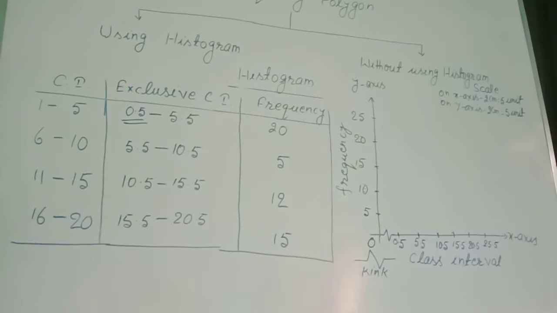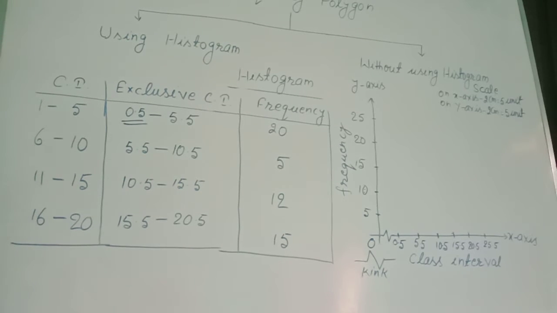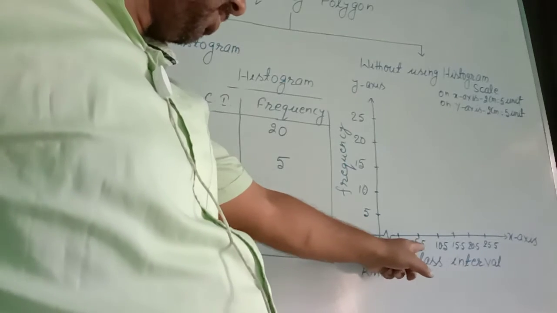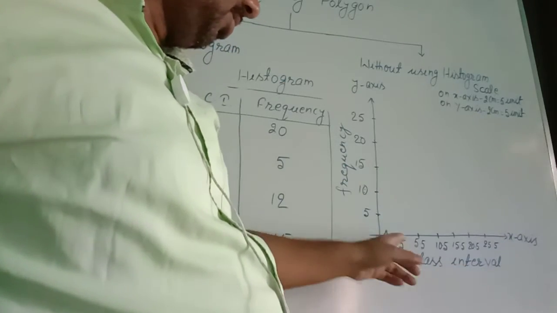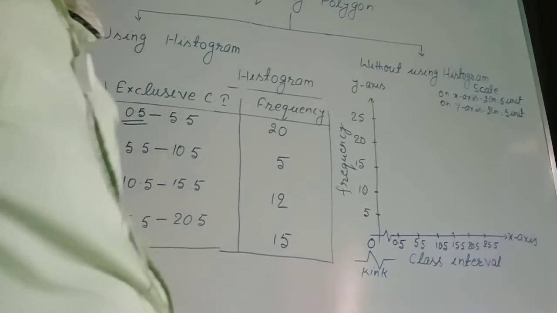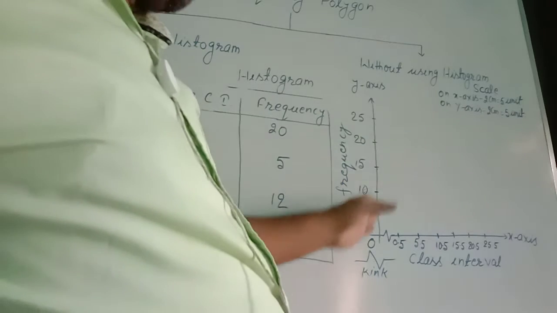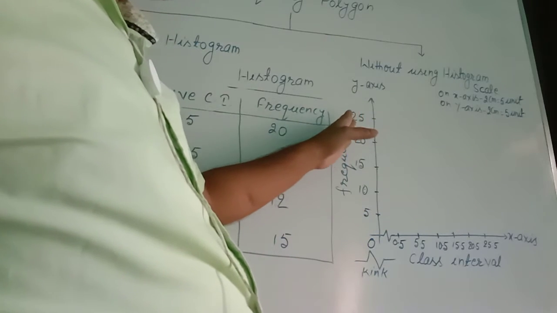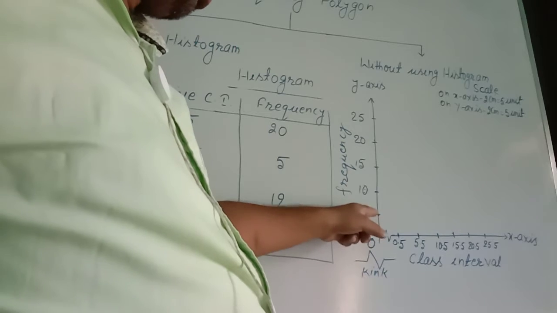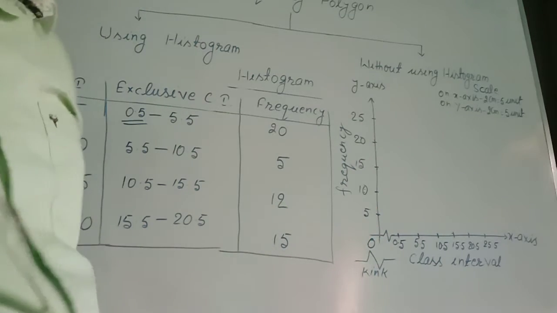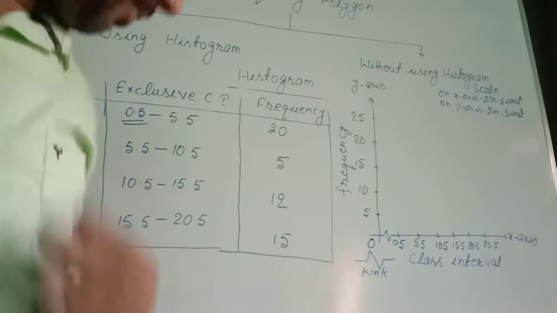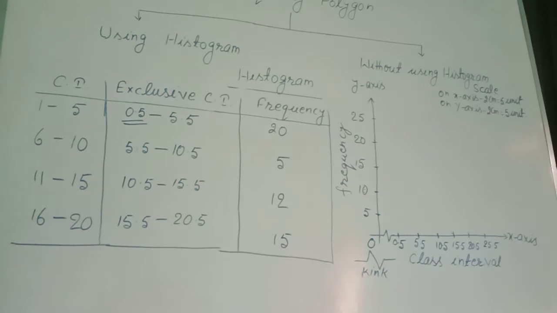So with all these facts, the histogram is ready to draw, in which we shall use exclusive class intervals and the frequency table. On the x-axis, I have shown all these exclusive class intervals using 2 centimeter equal to 5 units, and here are the frequencies, which are also shown using 2 centimeter equal to 5 units. Now, I have to draw the histogram.